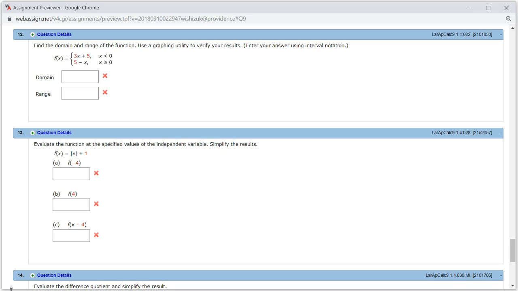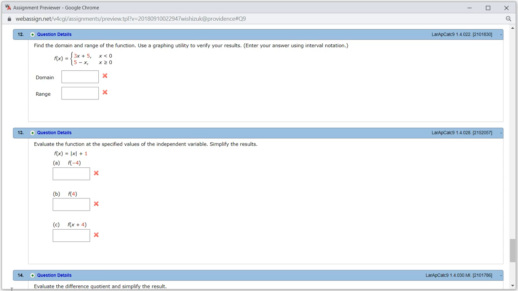All right, let's look at homework 1.3, 1.4, problem number 1. We have a piecewise defined function and we want to find its domain and range. So let's do that.